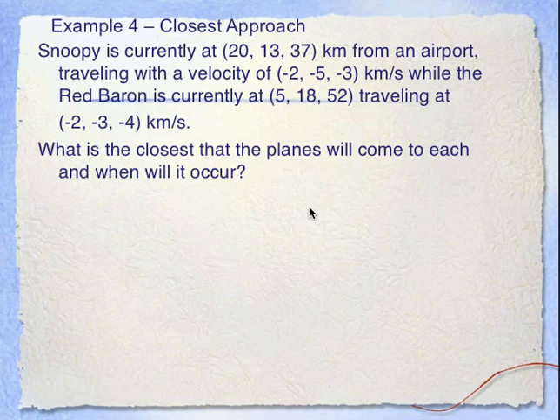Our last example that we're going to look at is the closest approach. So when we've got two velocity vectors out in space and they don't collide, we're looking to see when they do actually get to their closest position to one another. So we've got Snoopy and the Red Baron. Hopefully you can have that lovely picture of Snoopy cruising around in his little airplane. And we've got all the information of their positions and their velocities, and we want to know the closest they come to each other.